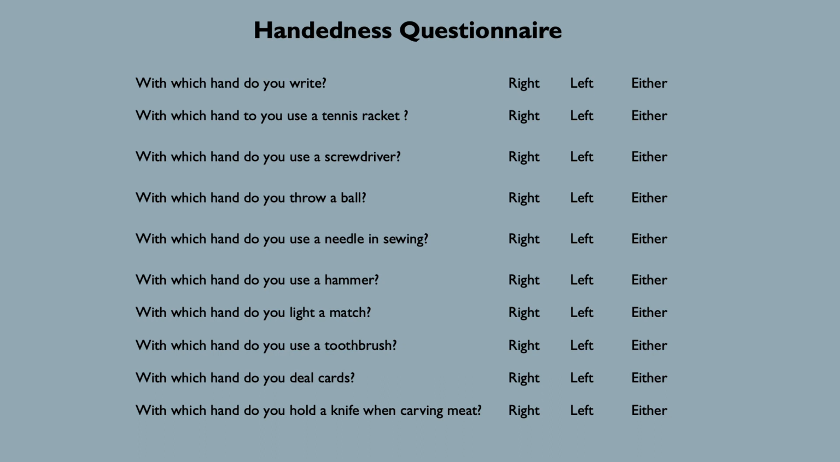The subject's handedness was determined using the questionnaire shown here. They were designated as right-handed if they circled 9 or 10 rights on the questionnaire, and as non-right-handed if they circled 7 or fewer rights.